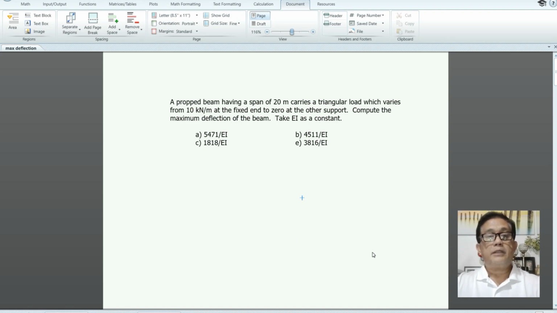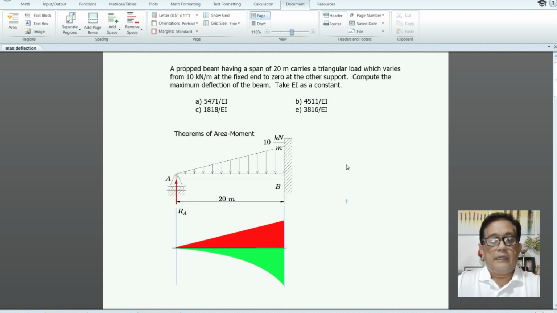CE Board November 2025. A prop beam having a span of 20 meters carries a triangular load which varies from 10 kilonewton per meter at the fixed end to 0 at the other support. Compute the maximum deflection of the beam. Take EI as a constant. Let us solve this using the theorems of area moment.